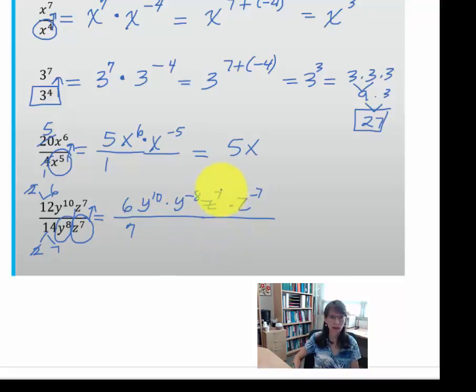Now you can see 7 plus a negative 7, that's going to make z to the 0, and z to the 0 is 1. So what actually happens is the base of z is completely eliminated from this problem. We still have 6/7, and we still have some base of y. So 10 added to negative 8 would make 2. So we have 6y squared divided by 7.